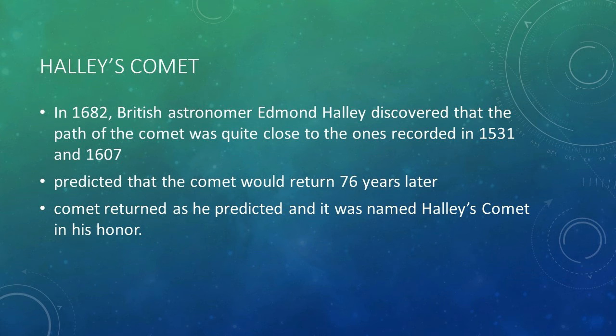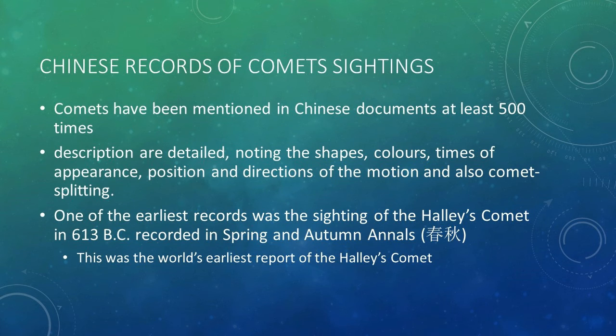I mentioned this comet because it was really observed during early China history. Comets have been mentioned in Chinese documents at least 500 times, and one of the earliest records was the sighting of Halley's Comet in 613 BC, recorded in this history document called the Spring and Autumn Annals. This was the entire world's earliest record of Halley's Comet.